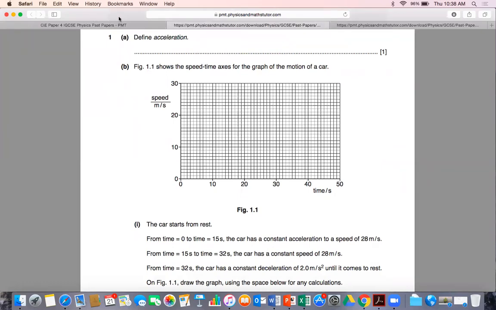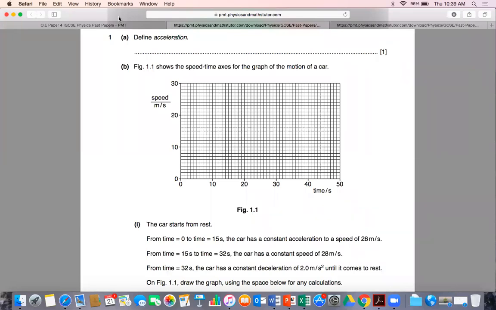Okay, let's discuss. Okay, define acceleration. The rate of change of an object's velocity. Okay, correct. So rate of change of velocity. Okay, B. Speed time axis for the graph of motion of car.